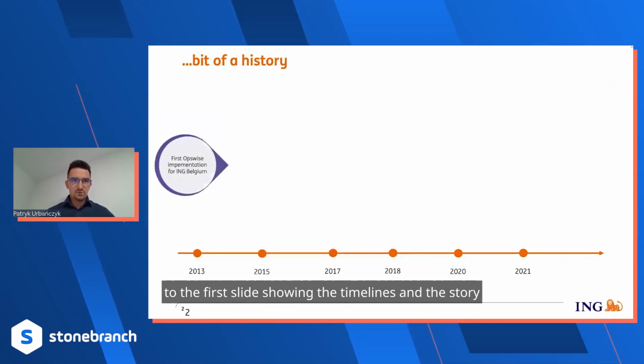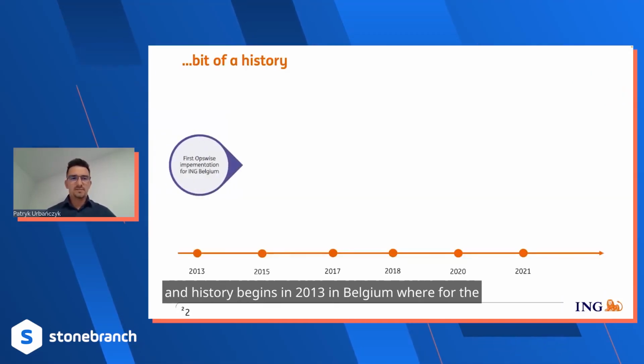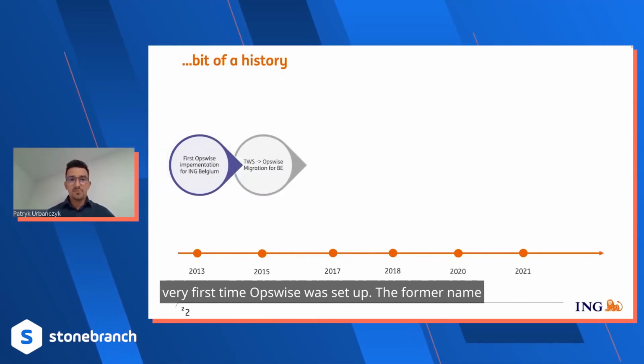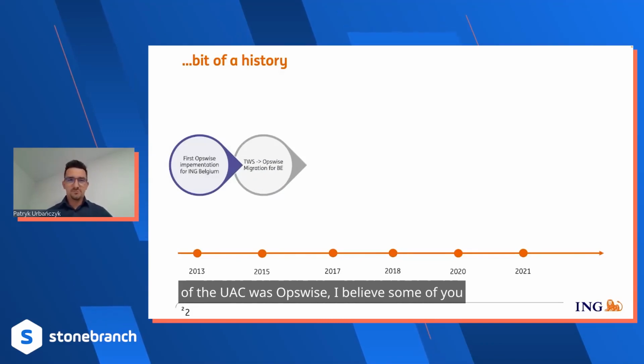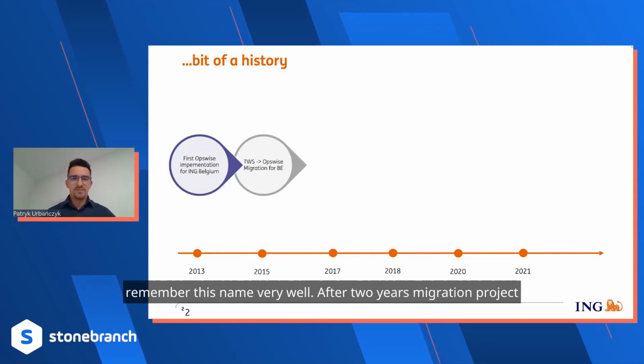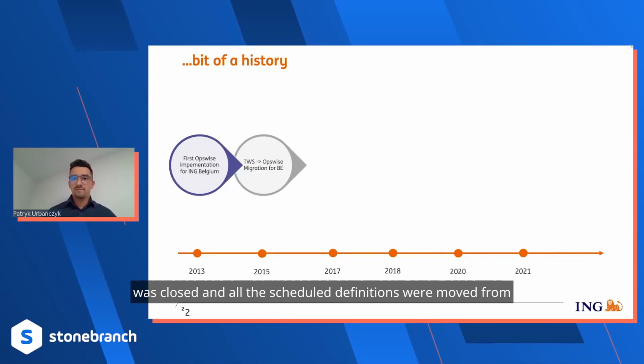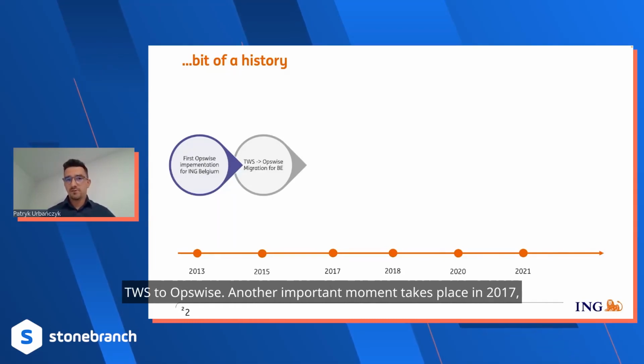The story and history begins in 2013 in Belgium, where for the very first time OpsWise was set up. The former name of the UAC was OpsWise, so I believe some of you remember this name very well. And after 2 years, the migration project was closed and all the schedule definitions were moved from TWS to OpsWise.